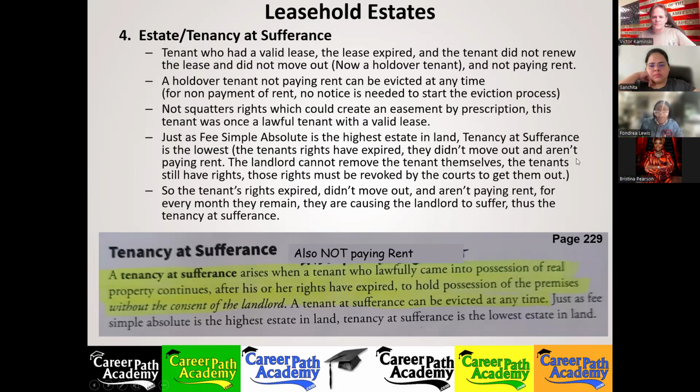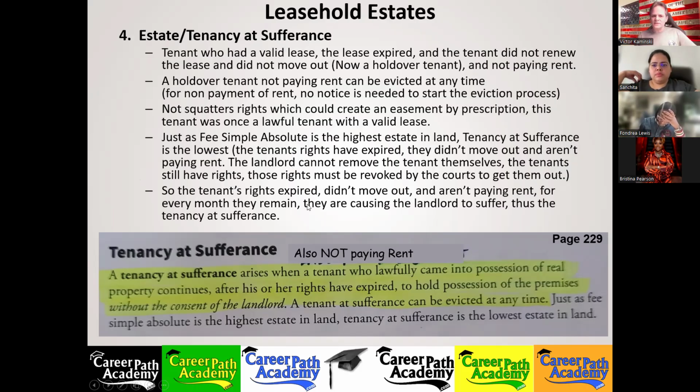Okay, remember you can't claim an easement by prescription if you have permission from the landlord. Now they're there and their lease expires. The landlord should take action to get them removed: eviction. Because they didn't sign a new lease and they're not paying rent. So just as fee simple absolute is the highest estate in land, unrestricted ownership forever, tenancy at sufferance is the lowest. Think about it. The tenant's rights expired. They have no right to be there anymore. They didn't move out and they're not paying rent. So the tenant can be removed at any time.